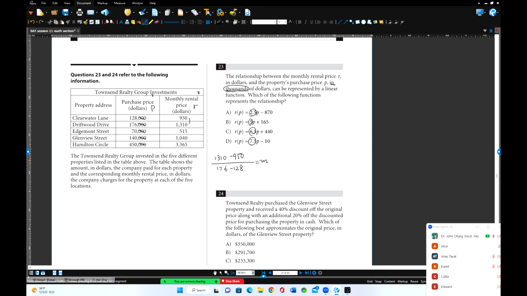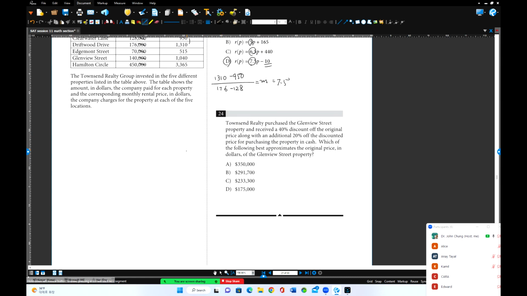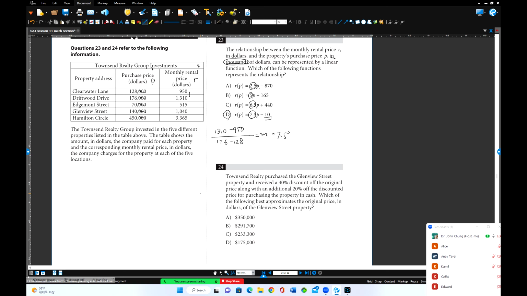Now just check the slope. We don't have to check the y-intercept too. So 1310 minus 950 and divide 176 minus 128. You get 7.5. Yeah, this one is 7.5. That might be correct too for the y-intercept. Choice D has the only 7.5 with that slope.